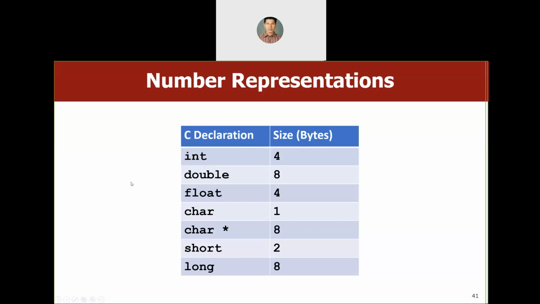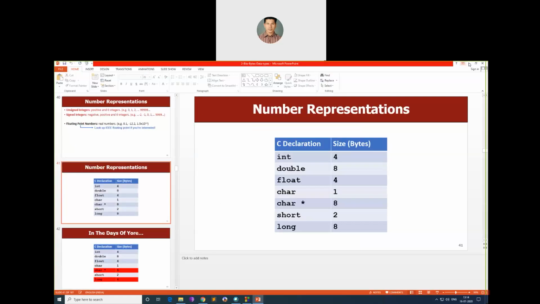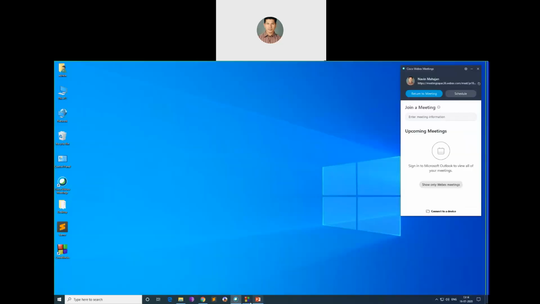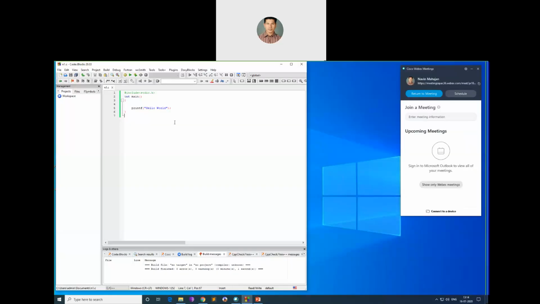Now we'll take one example. We'll see how many bytes it takes. Okay, I will write a program. I have a code block today. I'll define a variable here. Int a equal to say 10. Then I'll say printf, a is percentage d.